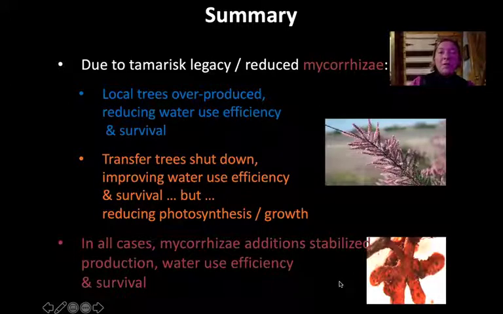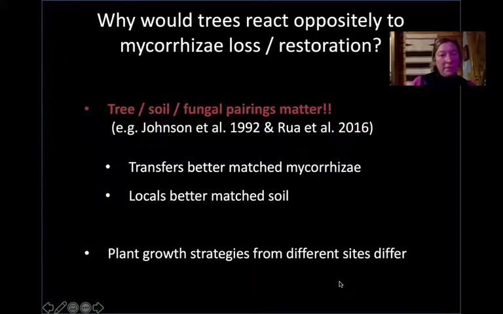So in summary, due to the tamarisk legacy and reduced mycorrhizal communities, local trees overproduced, reducing their water use efficiency and having negative impacts on their survival. Transfer trees did the opposite. They actually shut down in that tamarisk soil, which improved their water use efficiency and survival, but would essentially shut down their photosynthesis and resulting growth. In both cases, the mycorrhizae actually stabilized the situation. So they stabilized both the photosynthesis and the water use efficiency while maintaining survival at a better rate.